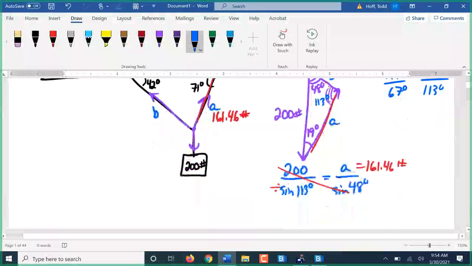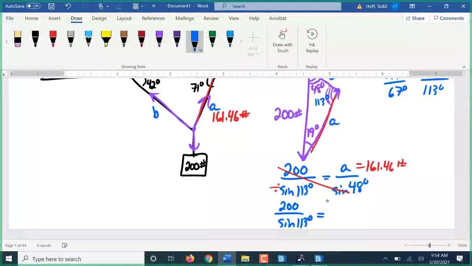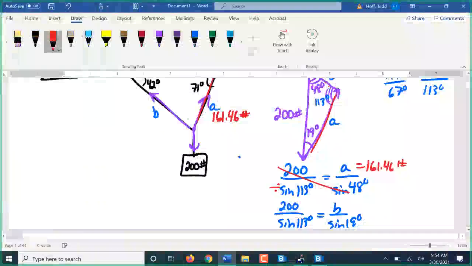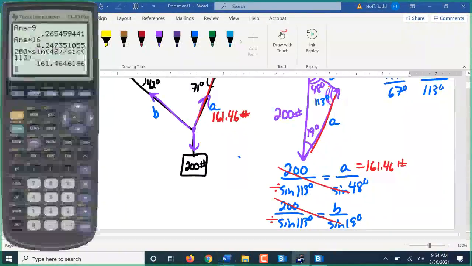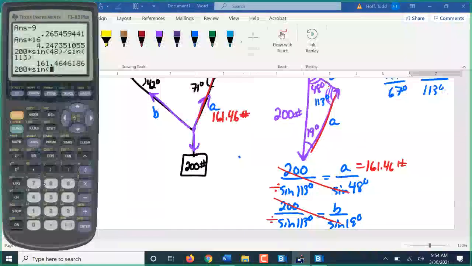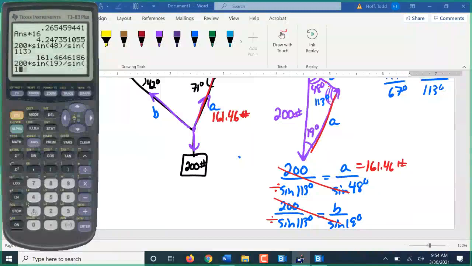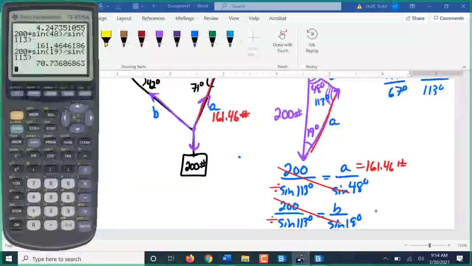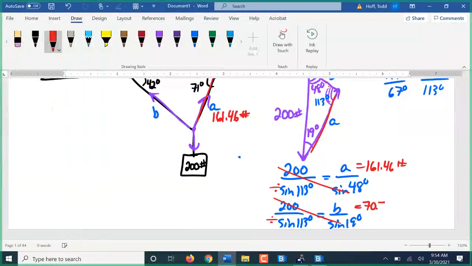Find this piece up here. It'll be the 200 over the sine of 113 again, equals B over the sine of 19 degrees. So again, it's cross, multiply, and divide. Well, it's now 200 times the sine of 19 degrees, close the parentheses, divided by the sine of 113. We get 70.74 pounds. So that, remember, this piece here corresponded to this side, 70.74 pounds.